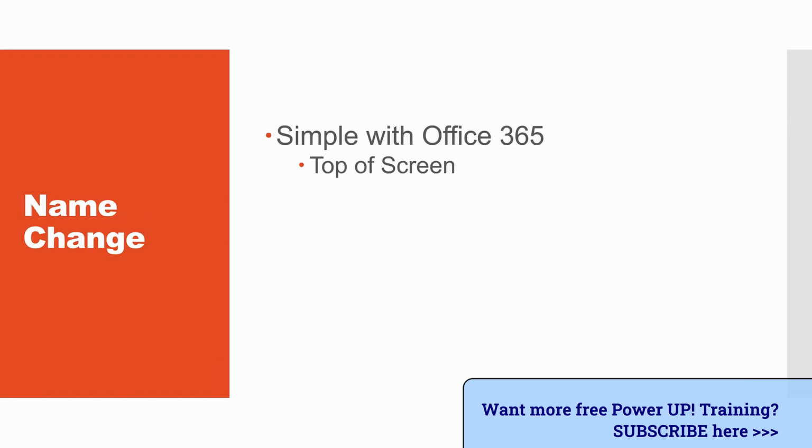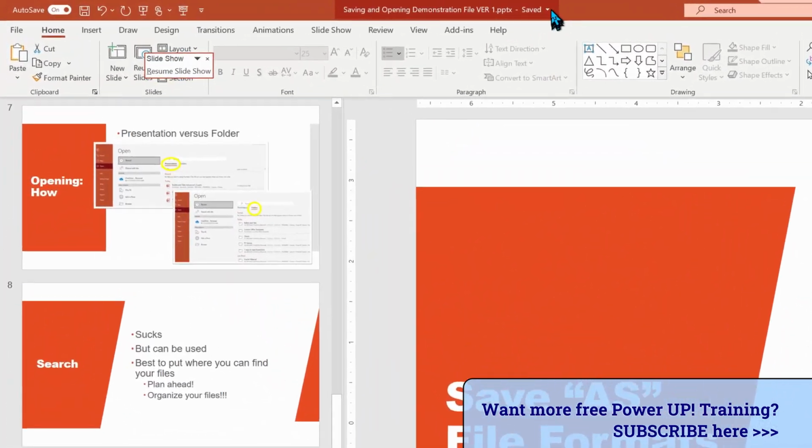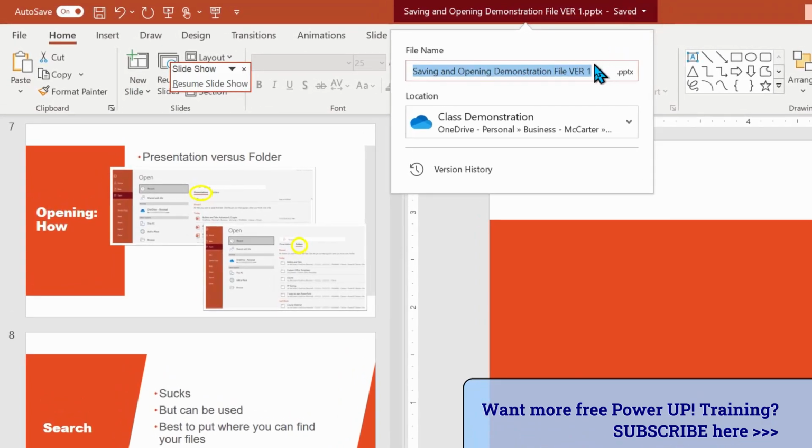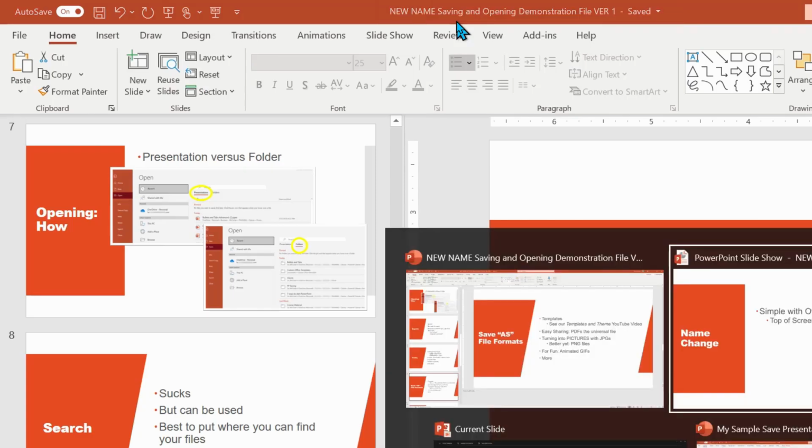Name changes is literally just changing the name and keeping the same file. It's very simple with Office 365, as all you need to do is go to the top of the screen and just rename it. Let's try it out. At the top middle, I did the drop down arrow, and now I can go into the existing file name and change it in any way I wish. I'm going to add some new words at the beginning, and note that it has a new name and it is the exact same file. Very simple to do.